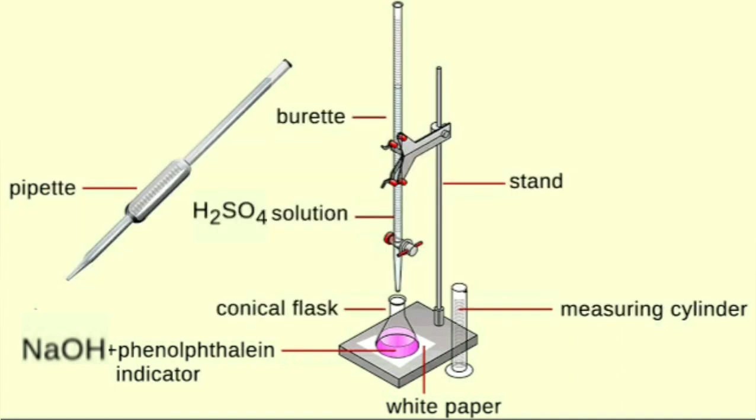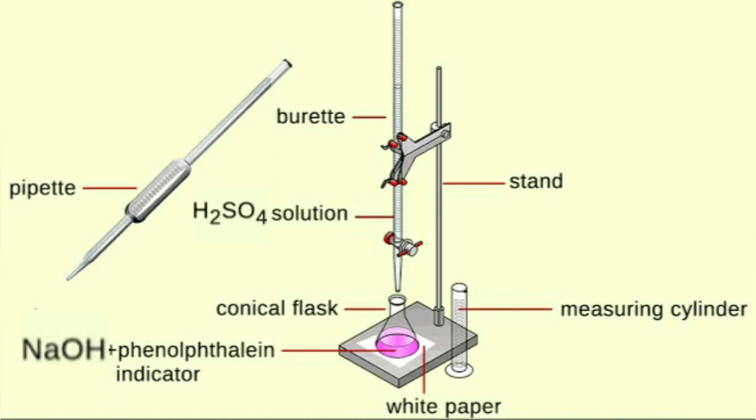Sodium sulfate can be prepared by the reaction of sulfuric acid with sodium hydroxide, which is also a neutralization reaction. The method used for the preparation of sodium sulfate is called titration. This method is used to determine the endpoint. The endpoint of a reaction is the point at which an acid completely neutralizes the base. In this method, sodium hydroxide is taken in a conical flask and dilute sulfuric acid is taken in a burette.